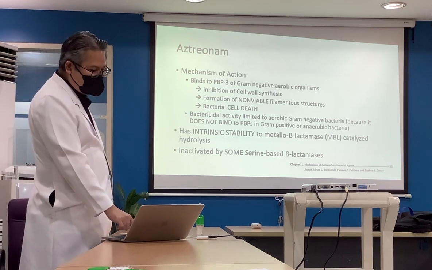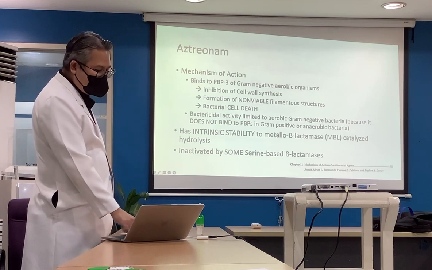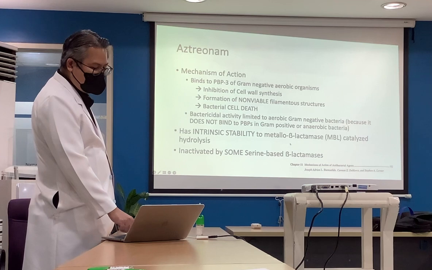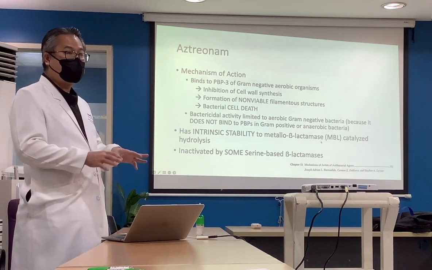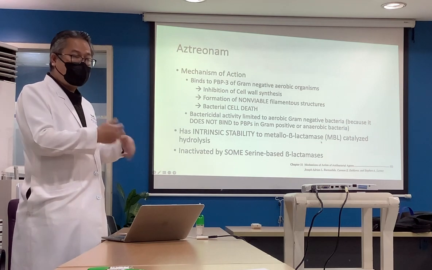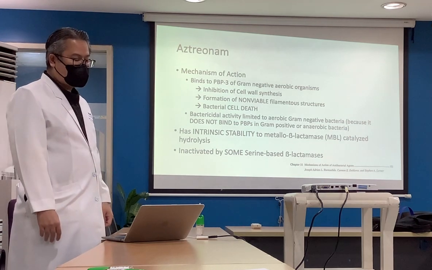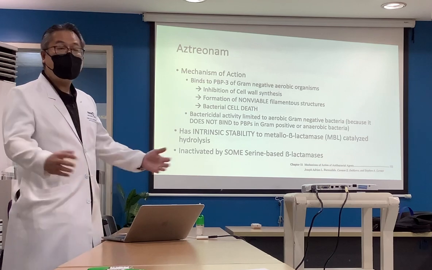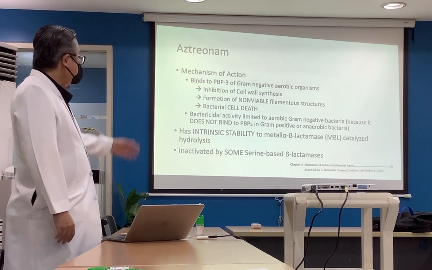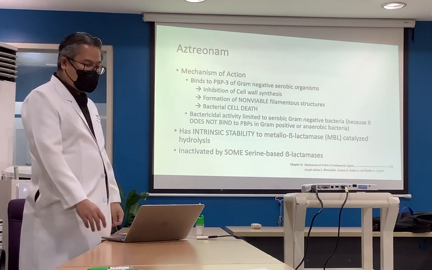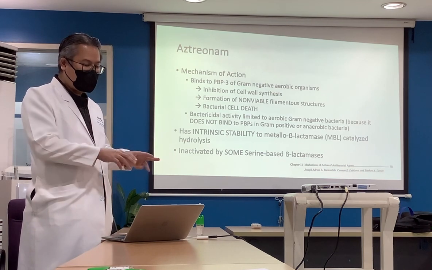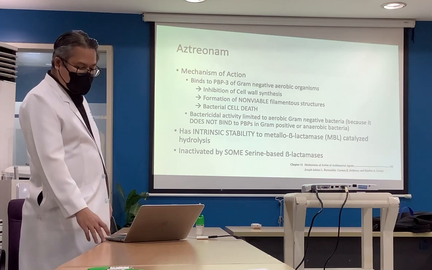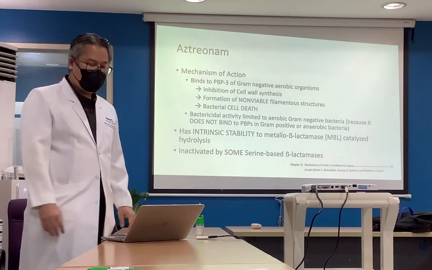Now, one important aspect is the second bullet. It has an intrinsic stability to metallo-beta-lactamases, because this is an important part of it. A lot of the discussion later will be focused on metallo-beta-lactamases or MBLs. It is inactivated by some serine-based beta-lactamases, but the most important is the second major bullet: its intrinsic stability to MBLs.